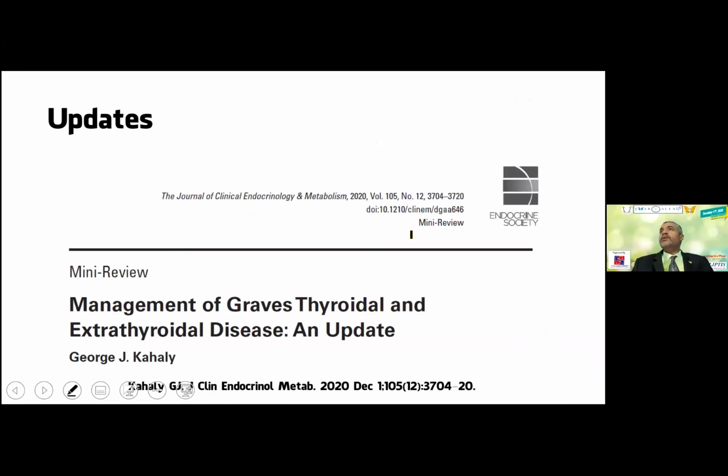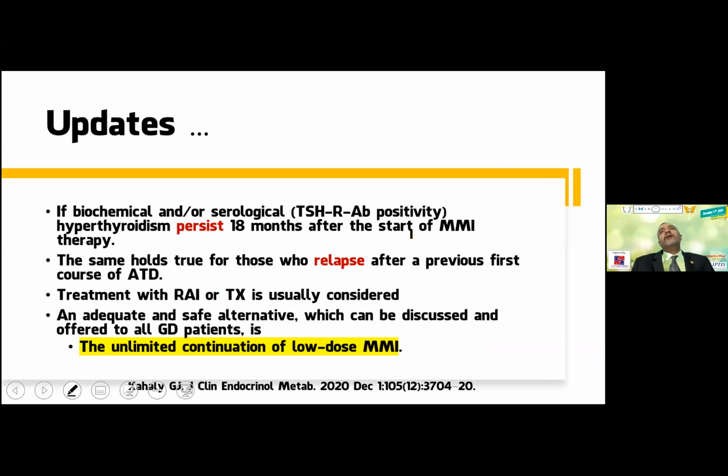I'm bringing you the updates. This was published this month. This was written by George Cahaly, the same one that showed the guidelines of Graves disease in 2018. And actually, around 1 year ago, I had this discussion with my friend, Dr. Mahmoud Izzat. We were discussing the safety of long-term carbimazole for patients with toxic multinodular goiter. This may be a different topic, but it carries some implications to the question that we were discussing at the time. So what were the updates coming from George Cahaly published this month, December 2020?